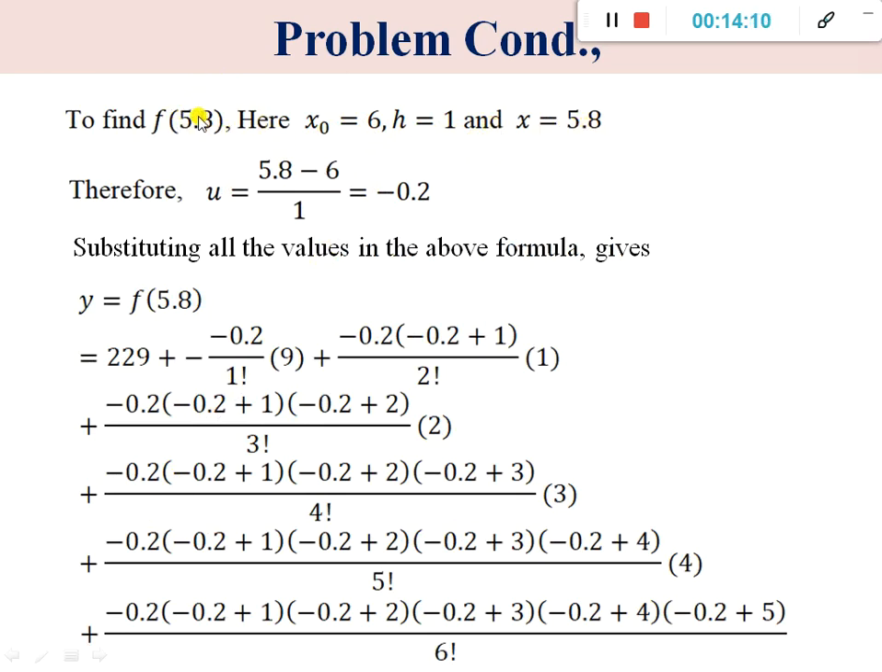What we need to find? F of 5.8. So therefore x is equal to 5.8. So therefore u is equal to x minus x naught by h, which is equal to minus 0.2.